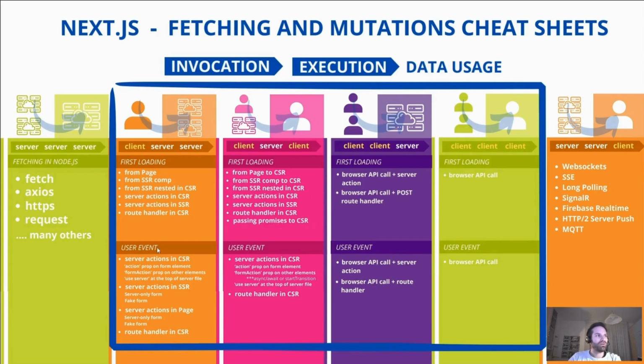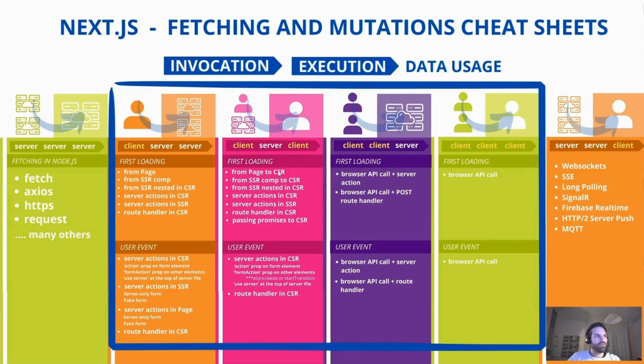So the first column is client to server. It means that the invocation is from the client and can be the first loading of the page or triggered by the user, like in an on-click event or any user interaction with the page. The second column is invocation on the client, and the execution of the fetching function is on the server, and the data are returned back to the client. So the data usage is going to be on the client.